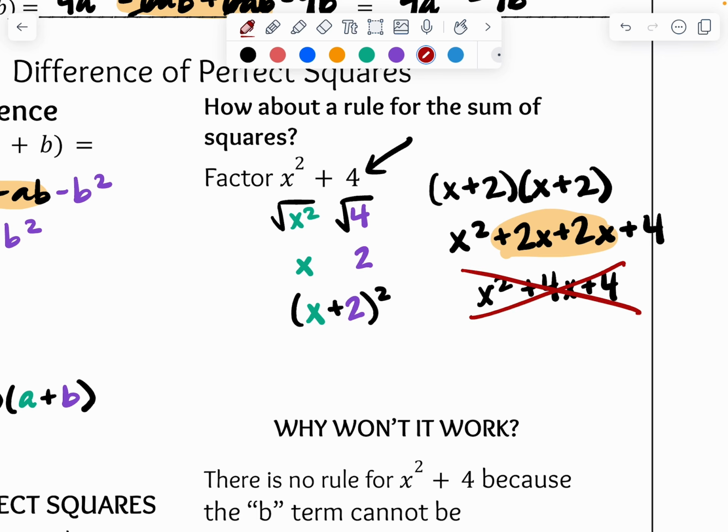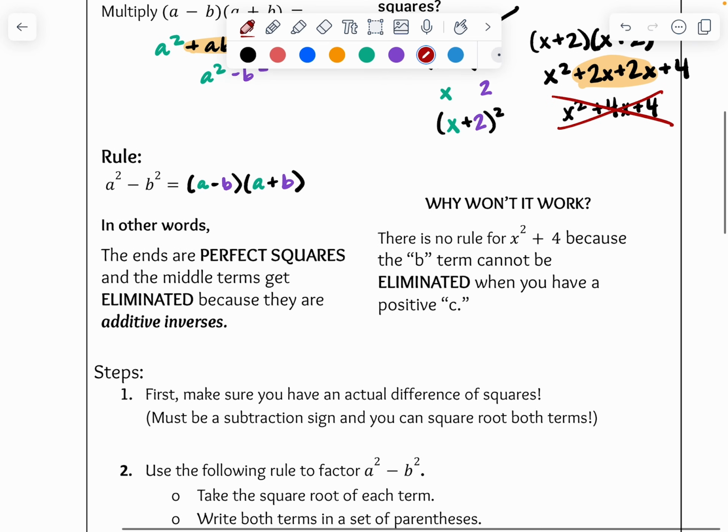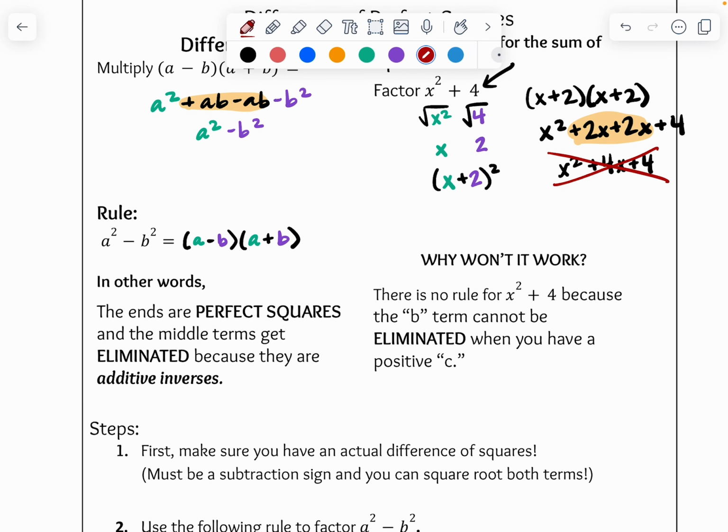So sum of squares, remember if there's a plus sign, that's not going to work with this rule. So there's no rule for x squared plus 4 because it's not factorable.